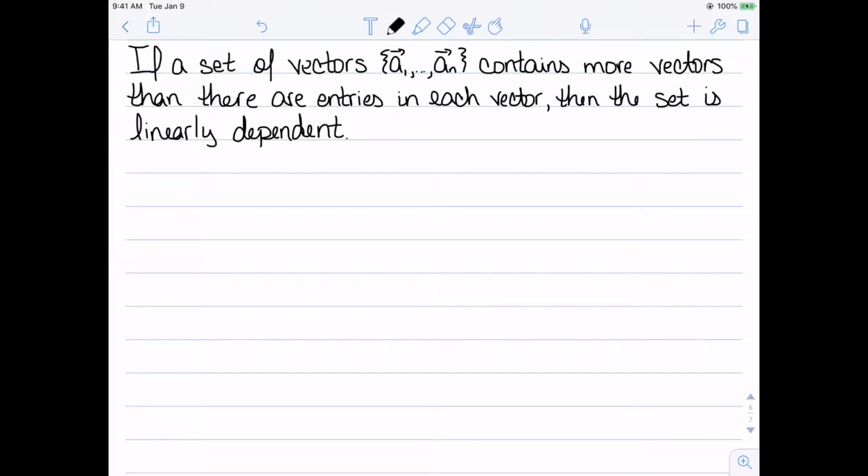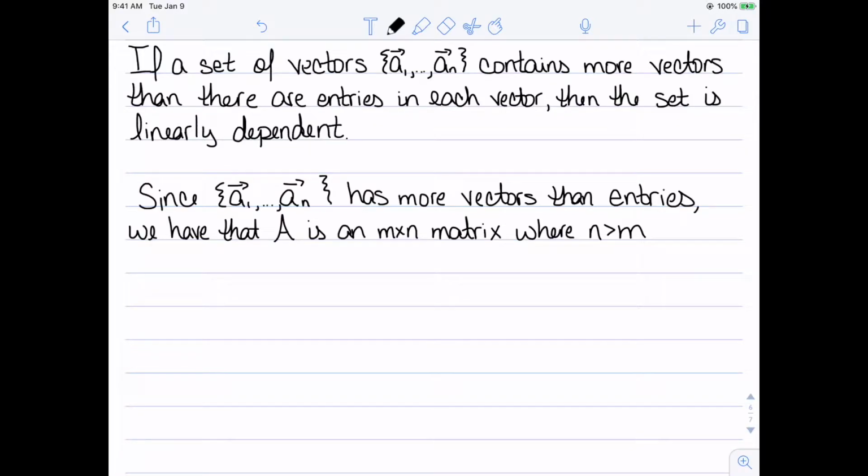The other case that's easier to see: if a set of vectors a1 through an contains more vectors than there are entries in each vector, the set will be linearly dependent. Since the set a1 through an has more vectors than it does entries, we know that when we form the matrix A from these vectors, we get an m by n matrix where n is greater than m, since we have more vectors than there are entries in each vector.